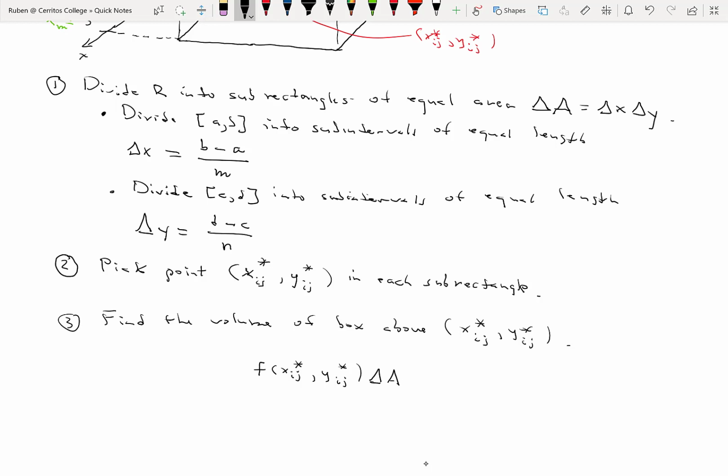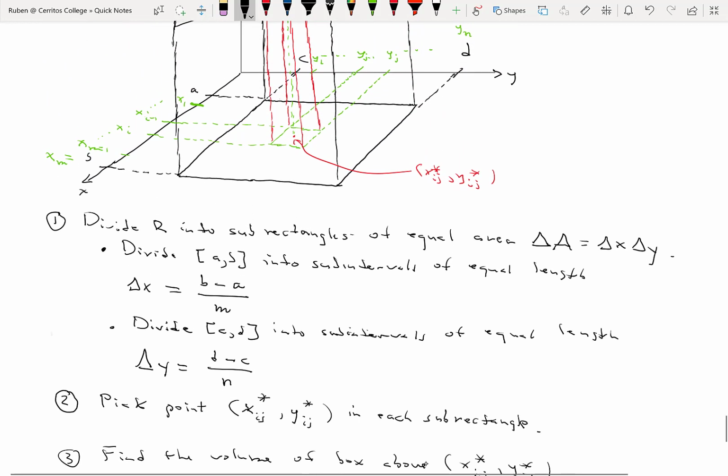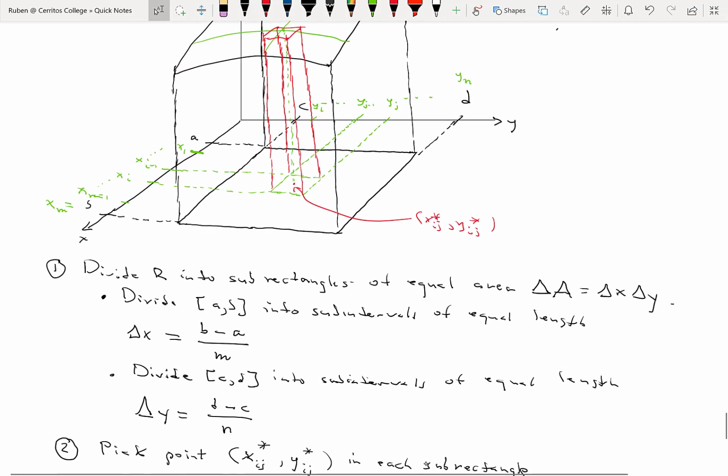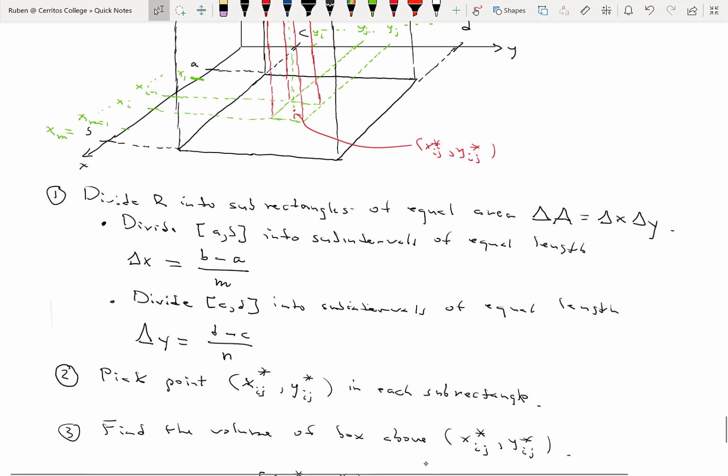Or if that doesn't make sense, what's the volume of a block? Length times width times height. It's delta x times delta y times the height, the z value at that starred point. So f of x sub i j star, y sub i j star times delta A, that's the volume of that little red column, that one box.